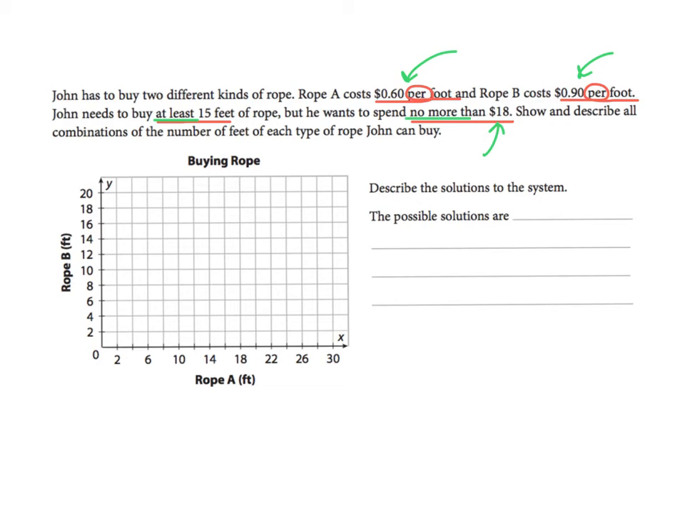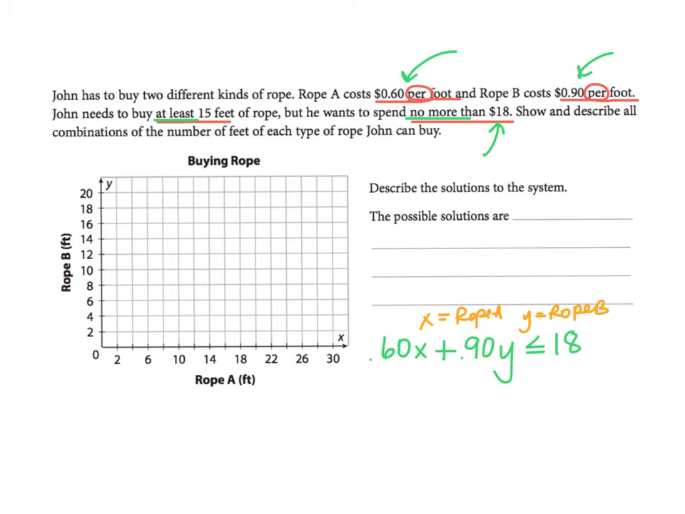So if I write this first inequality to do with money, I'm going to say I've got 0.60x plus 0.90y is no more than, that means less than or equal to, 18. And you all already know this. X stands for rope A, how much rope A, and Y is going to stand for rope B. Like I said, I think you all are pretty good on that part.